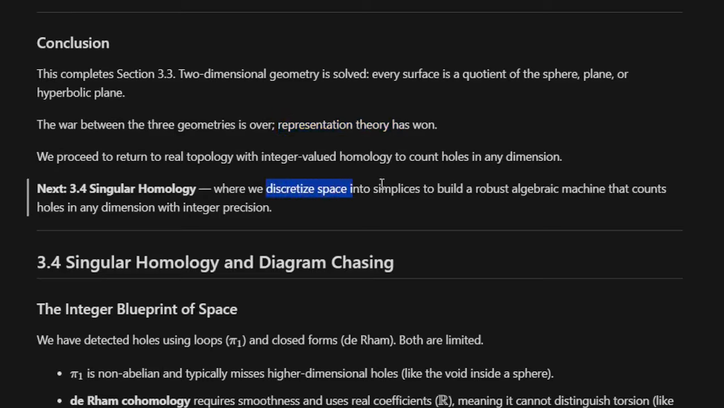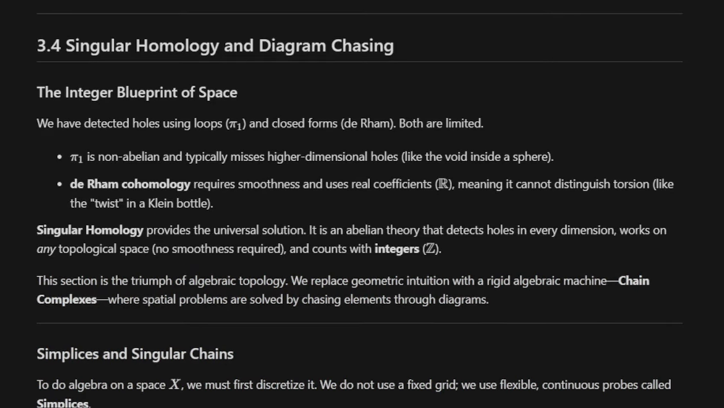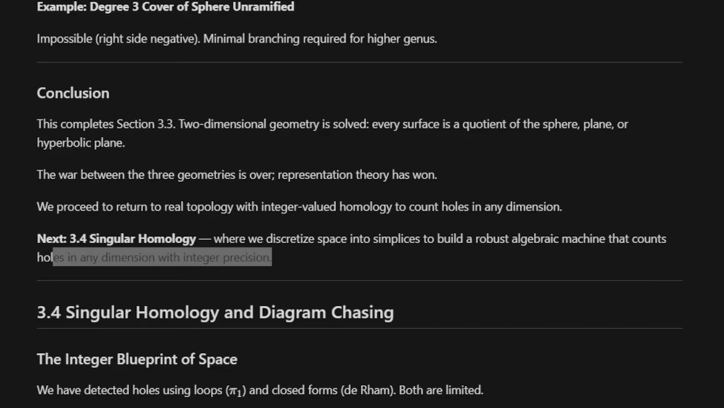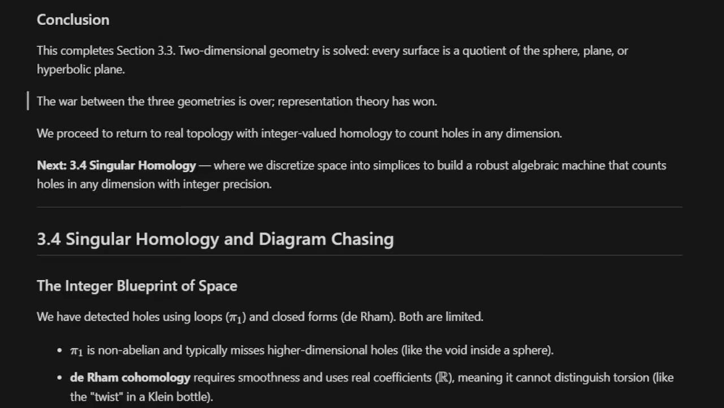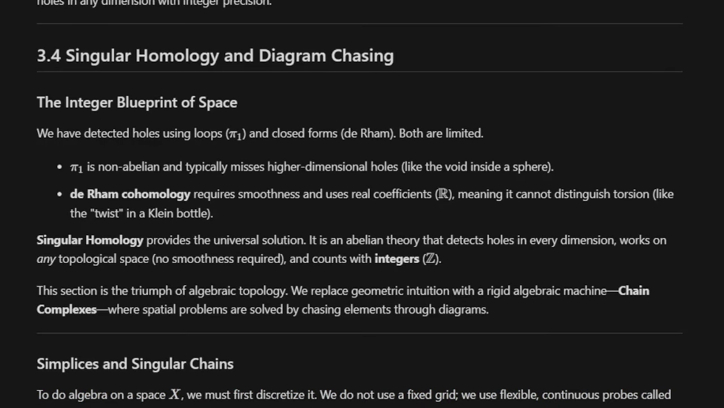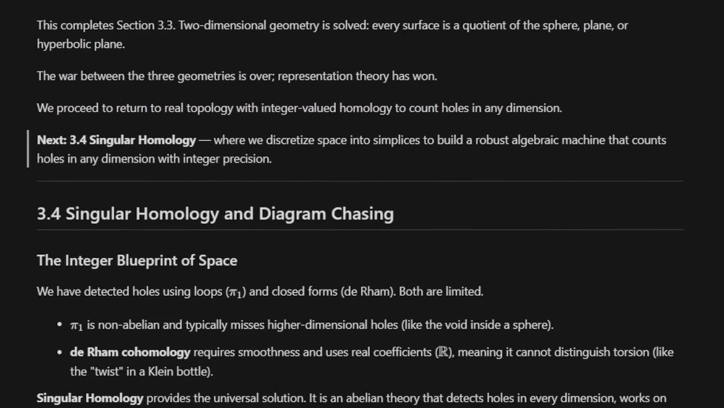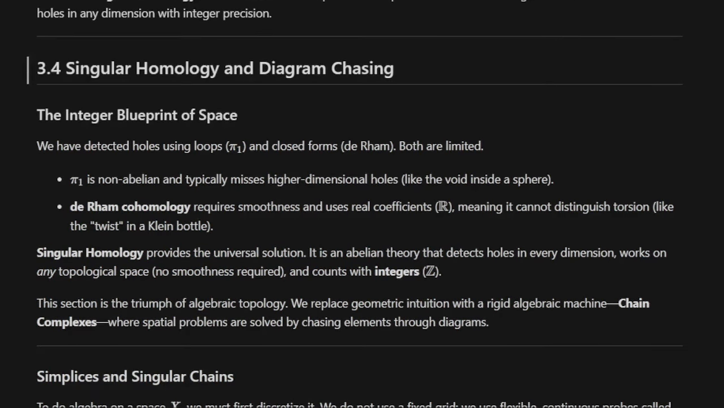But we can essentially discretize space into triangles and build a nice algebraic machine that counts holes in any dimension with integer precision. All right? And really, by solving dimension 2, we impose this rigidity onto the chaos of topology, right, into spherical, Euclidean, and hyperbolic. And again, we were able to cheat because we relied on the magic of complex numbers, which only works in real 2 dimensions. And so what we need now is a machine, well, again, this only works in 2 dimensions, right?